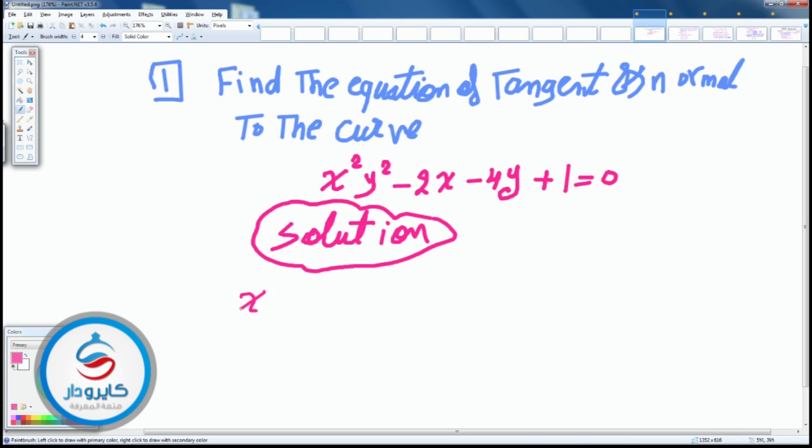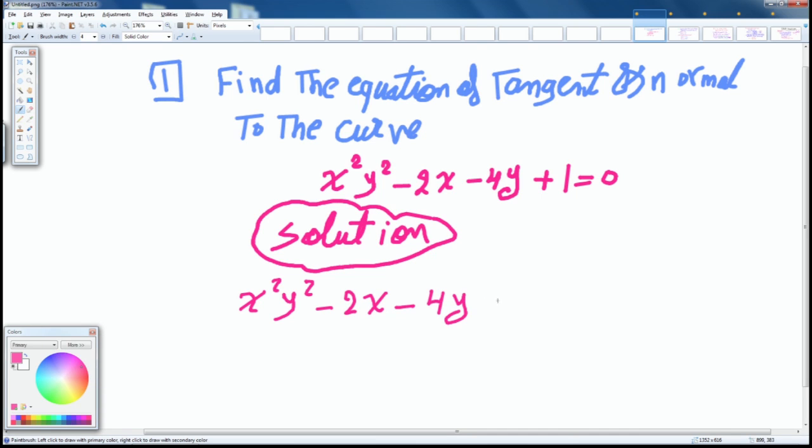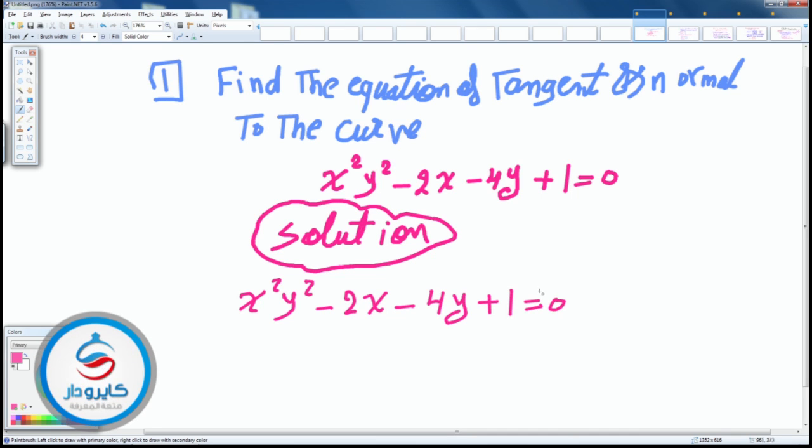Firstly, we have to write x squared y squared minus 2x minus 4y plus 1 equals 0. This is the equation of the curve. Now we have to find the derivative by using the rule of derivative. This is a product, that means first times derivative of the second. By the way, we need it at the point negative 1 and 1. This is the point which we will use to substitute.